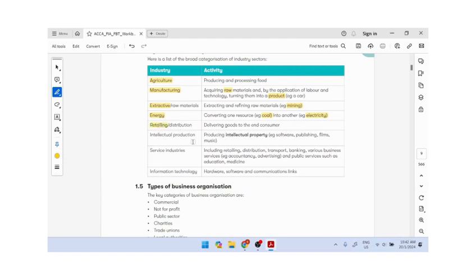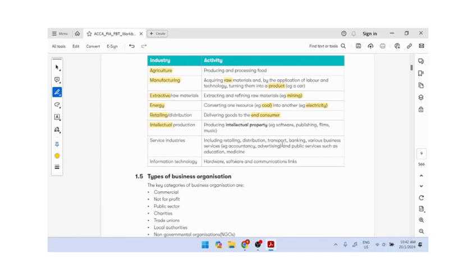Okay, retailing. So retailing means selling to the end consumer. End consumer is those who buy it, use it, all right, not to resell it to other people. Okay, so retail means end consumer, you sell it to the person who buys it and uses it.